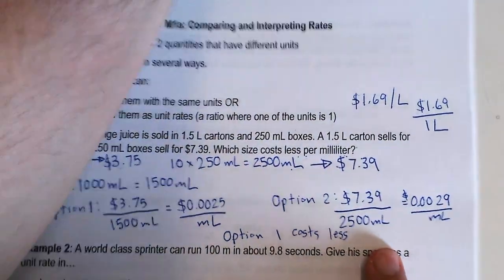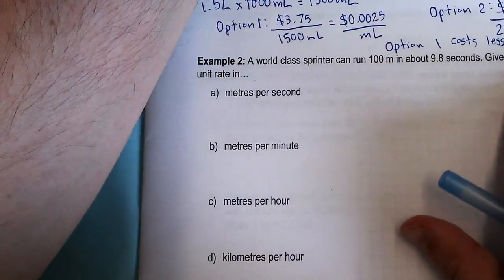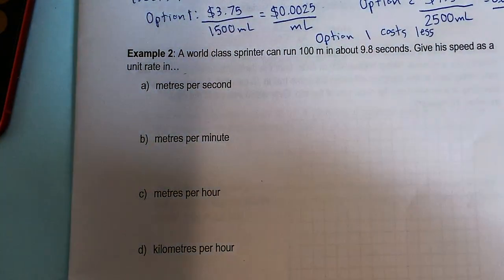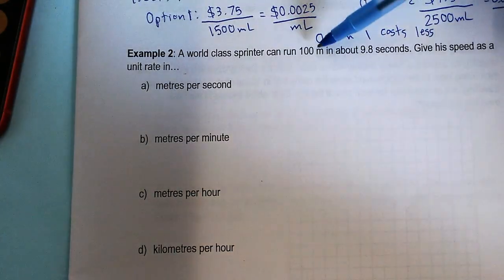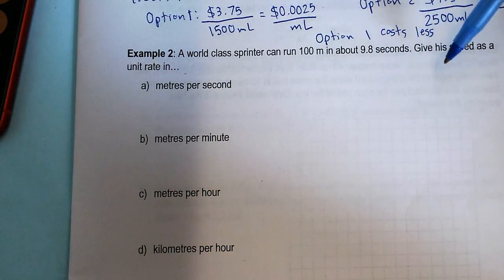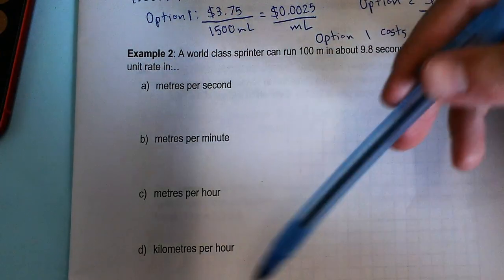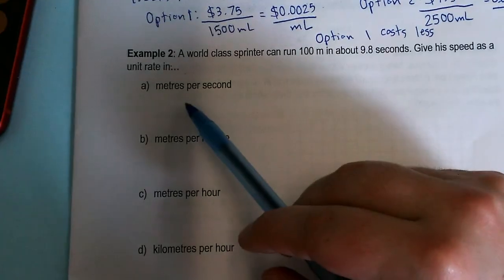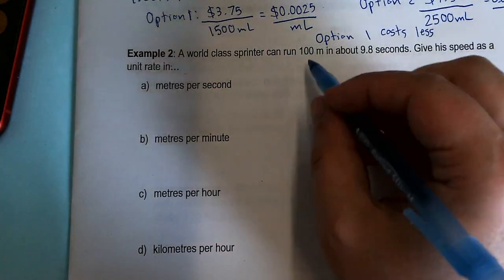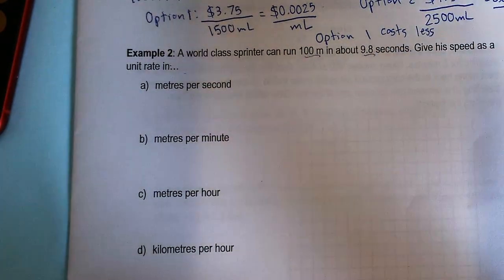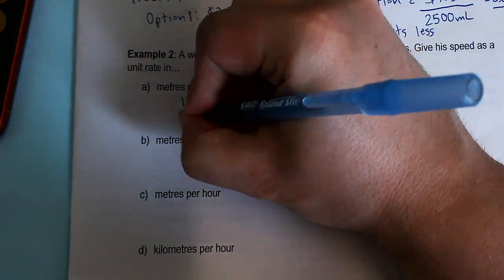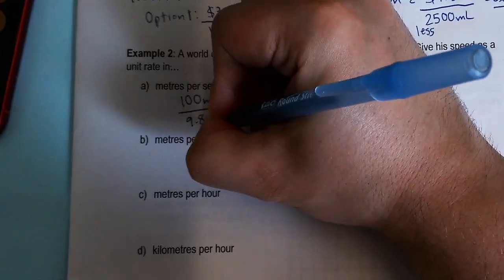Let's take a look at another example. A world-class sprinter can run 100 meters in about 9.8 seconds, and we're going to figure out the speed as a unit rate in 4 different measurements. The first one is meters per second. So all we do is we take our meters, we take our seconds, and we divide the two. So 100 meters divided by 9.8 seconds.